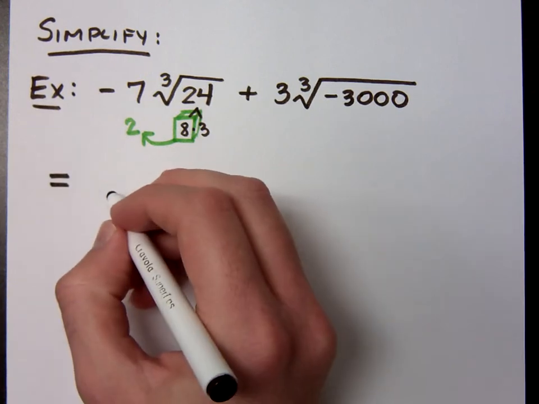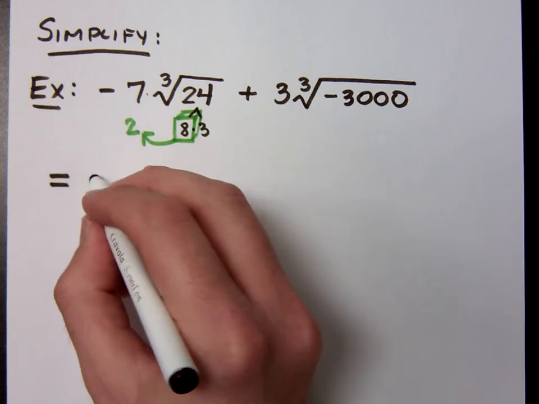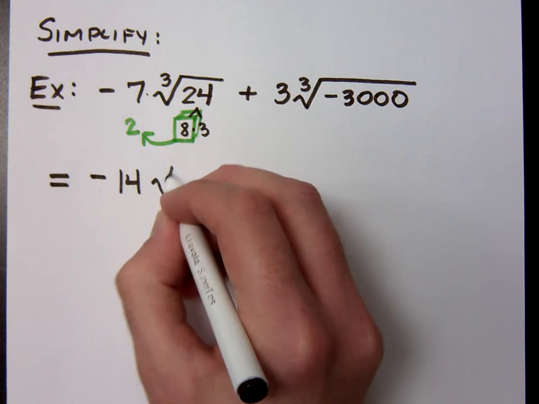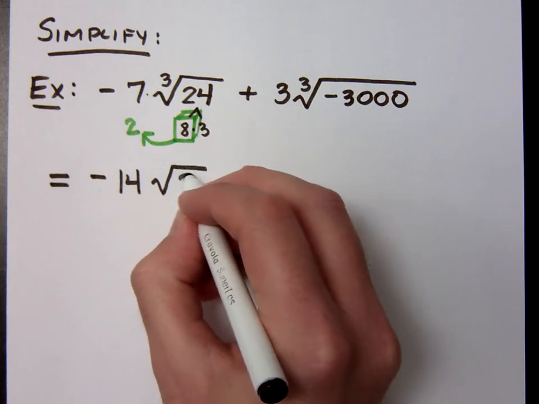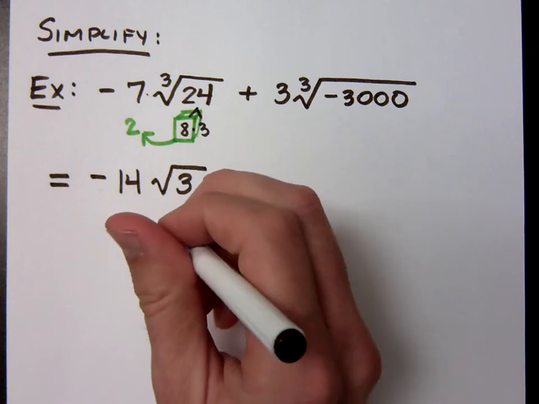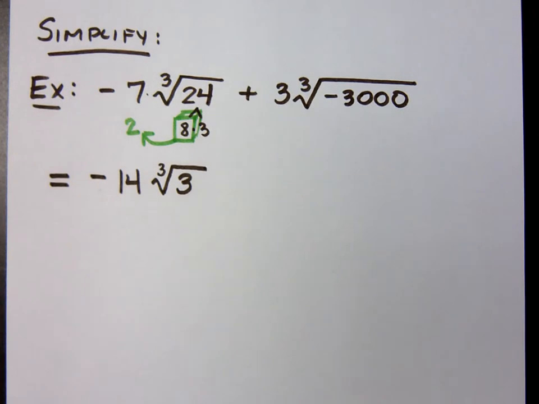2 times -7. Okay, so I have to multiply times this coefficient that's out front, so that gives me -14. And I have the 3 left inside the radical, right? We have to remember to keep that index. Now, this first radical gives me a 3 left inside.